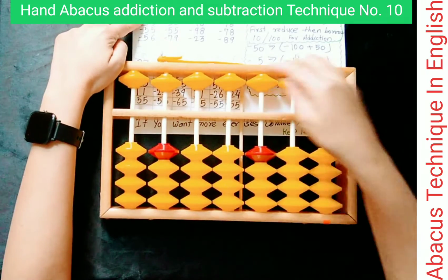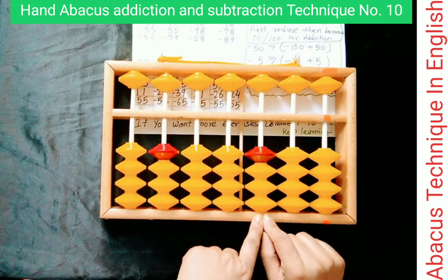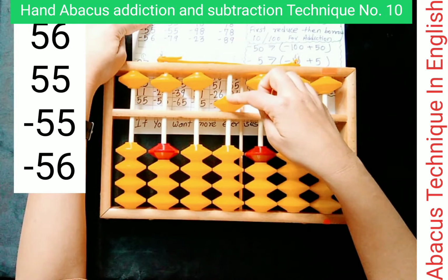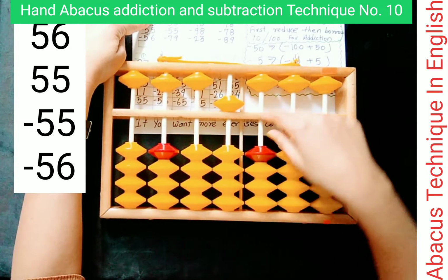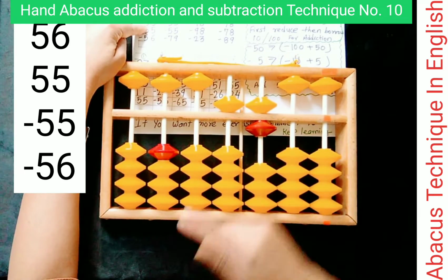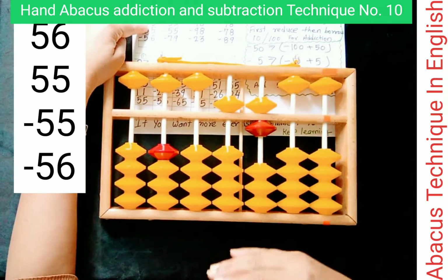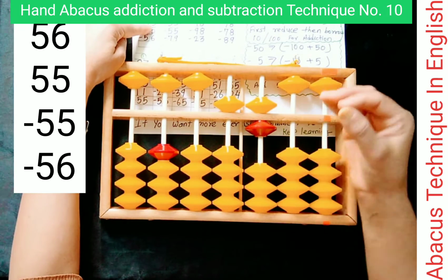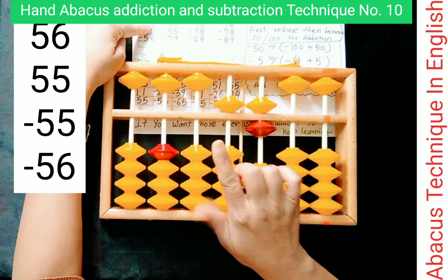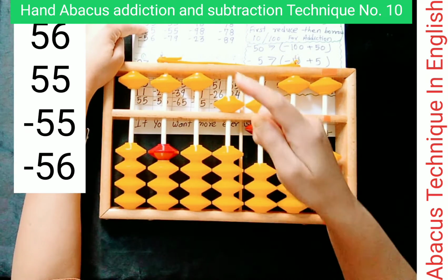First, place 56. This is my marked rod. I'm starting from this rod. 56, this one is 5, 0, 50 and 6. Now add 55. First add 50, then 5. We have only 40 on this rod, so we have to borrow this 100 to add 50.